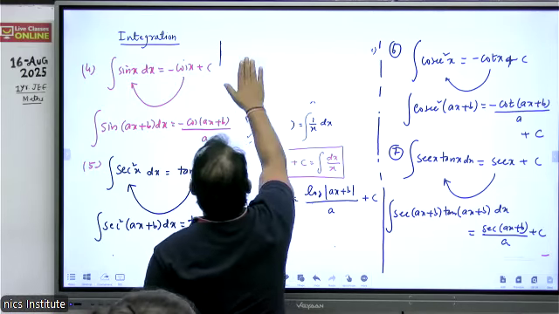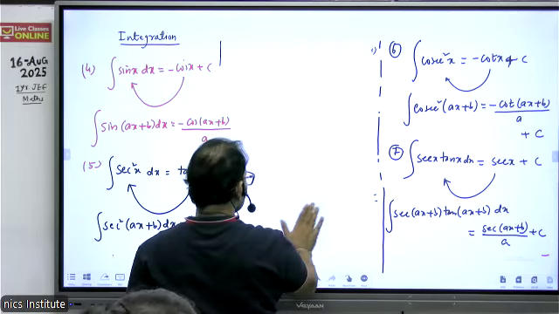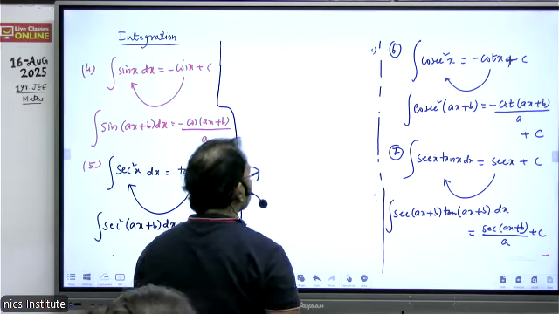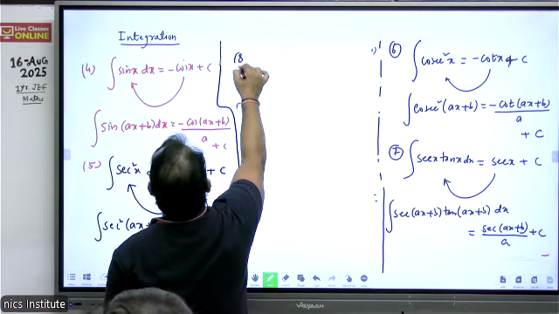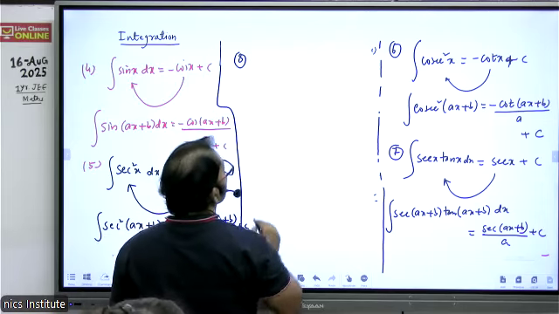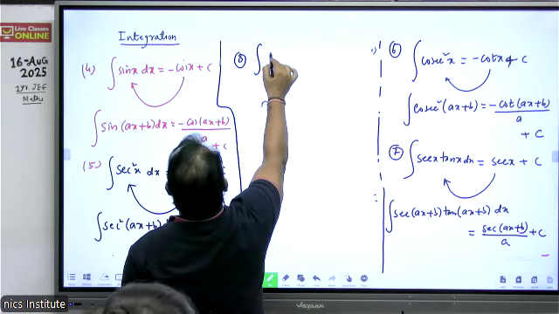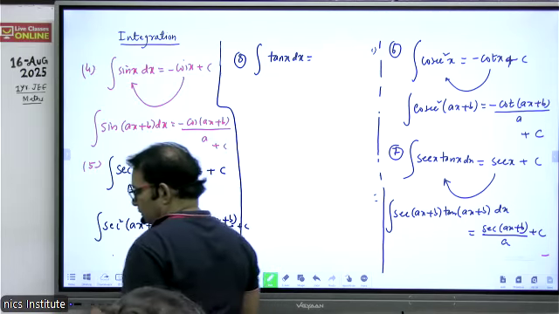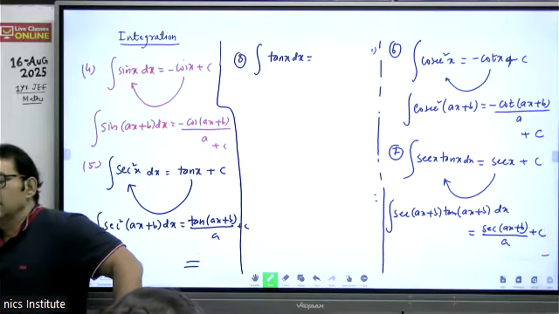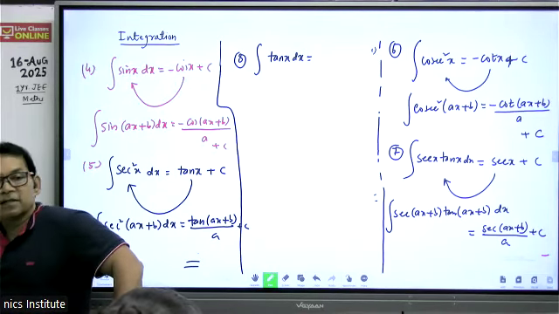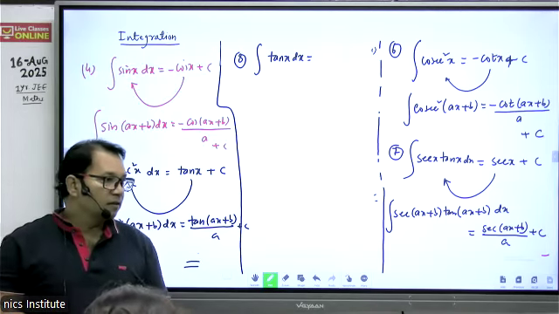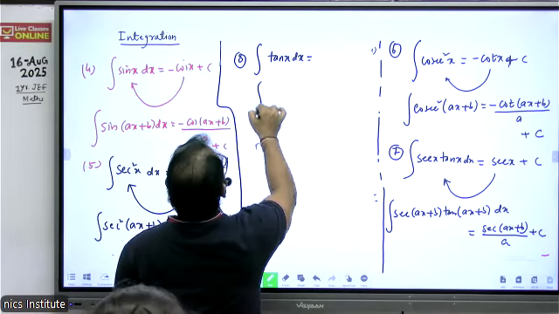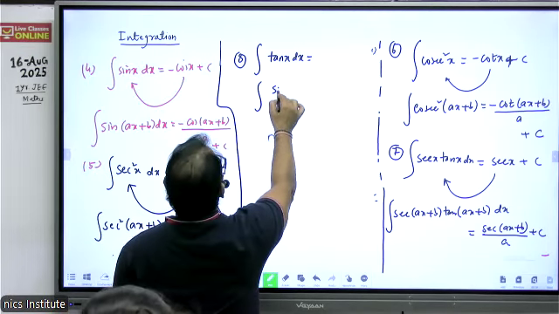So if you know differentiation, then it's a simple reverse process. Suppose I want to find out integration of tan x. So we don't have a direct result whose derivative is tan x. So यहाँ पे हम क्या करेंगे? We'll use method of substitution. Try to write tan in terms of sin and cos.